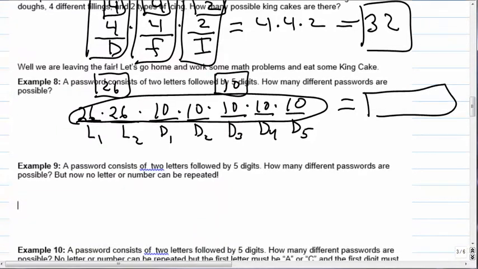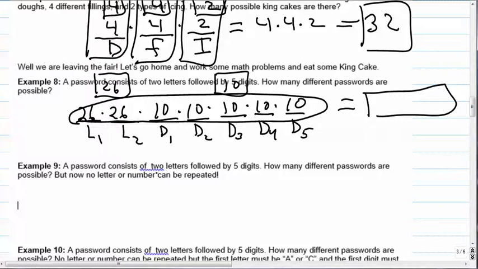Number 9 is a little bit different here, so pay attention, because this is typically a problem that is seen on a final exam. Okay, well, not this one. Okay, not this one, sorry. All right, this is the next one. I'm jumping ahead of myself.